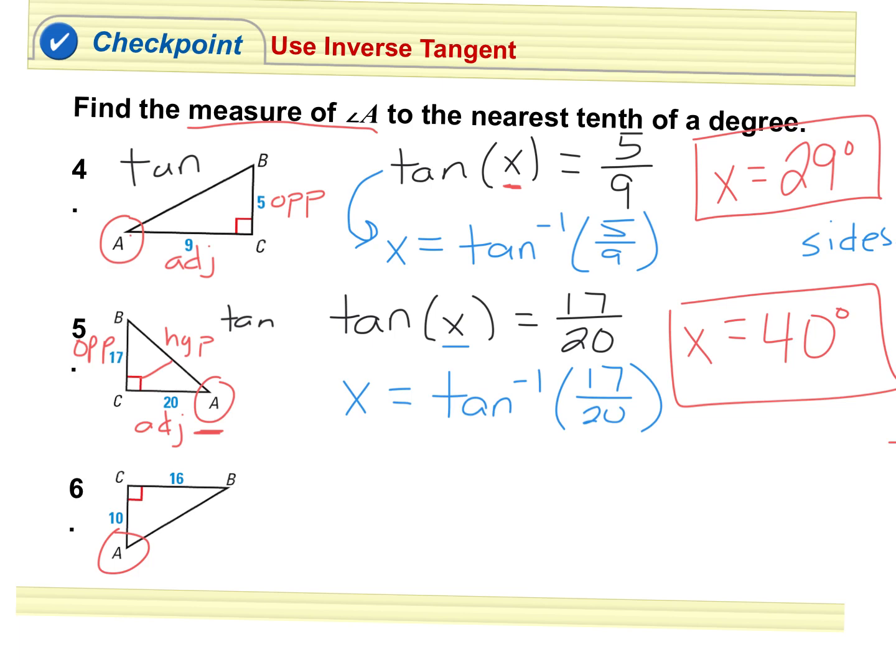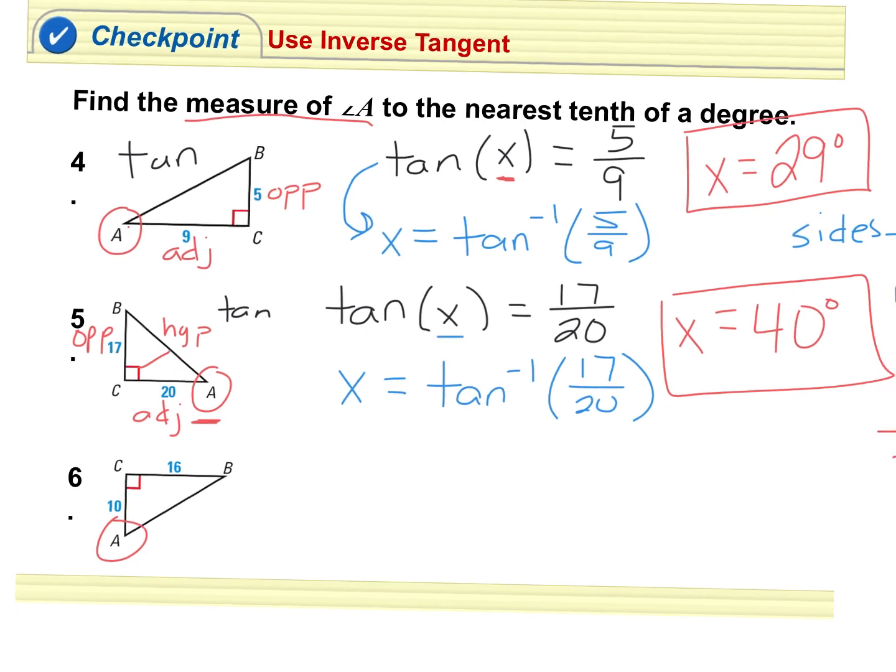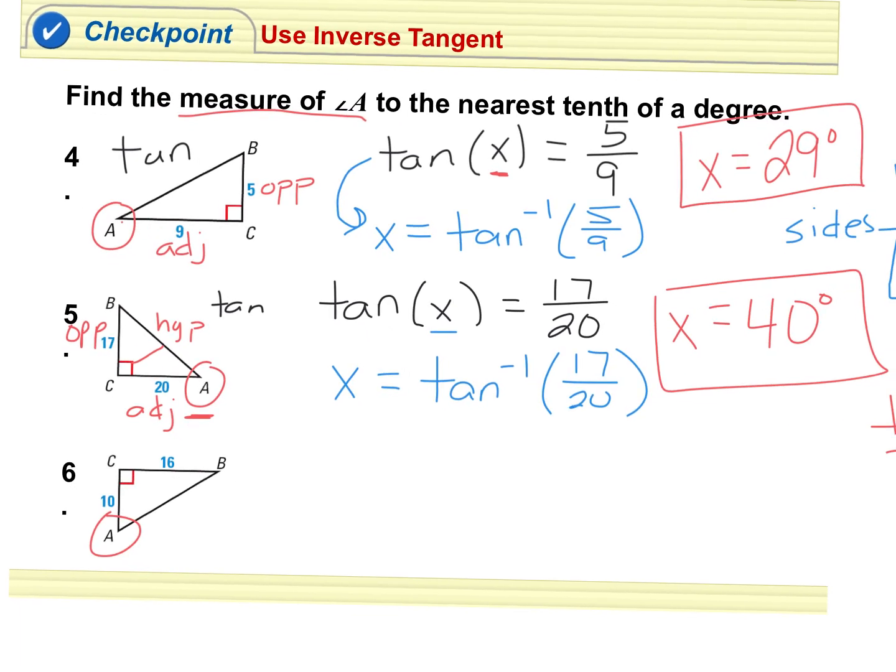Okay, go ahead and try that last one on your own. So remember, take it in steps. We have our angle. What do I need to do after I have the angle? What do I need to label? Label the sides. What's 16? Opposite. What's 10? Adjacent. So now we pick which trig ratio? Tangent. Yep. So I take tangent of my angle, which is X, equals, what does tangent equal? Opposite over adjacent, which is 16 over 10.